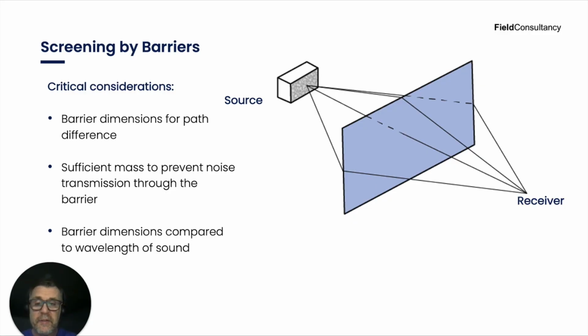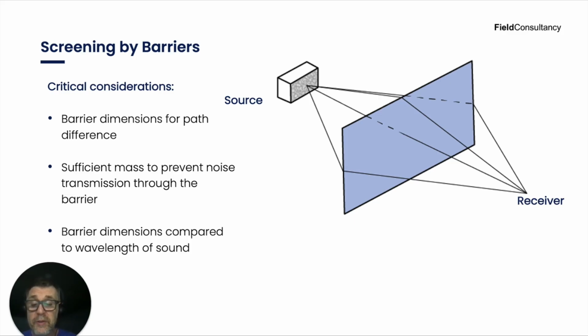So we have to consider the barrier dimensions to get the maximum path difference. So for instance, the higher the barrier, the greater the path difference between the source and receiver. It must have sufficient mass to prevent noise transmission through the barrier itself. And a rule of thumb is that the barrier mass should be at least 25 kilograms per meter squared. That is the equivalent of 2 layers of 9mm compressed fibre cement sheet.